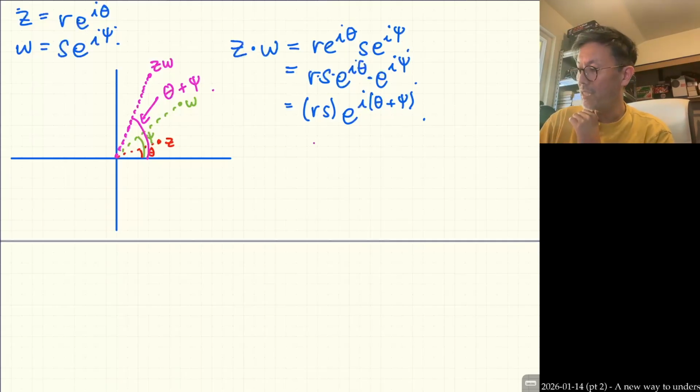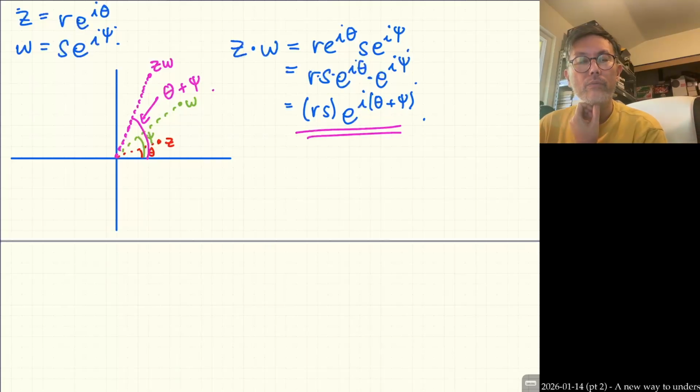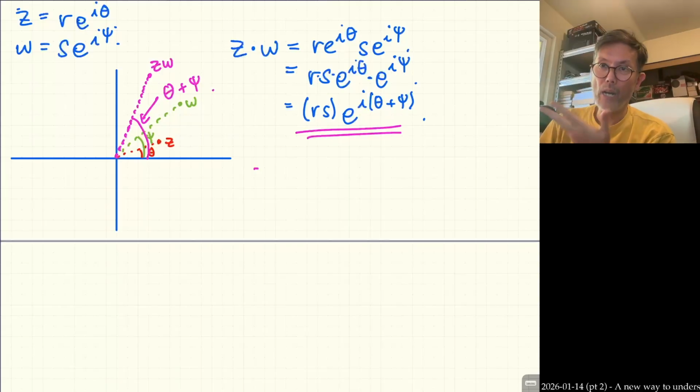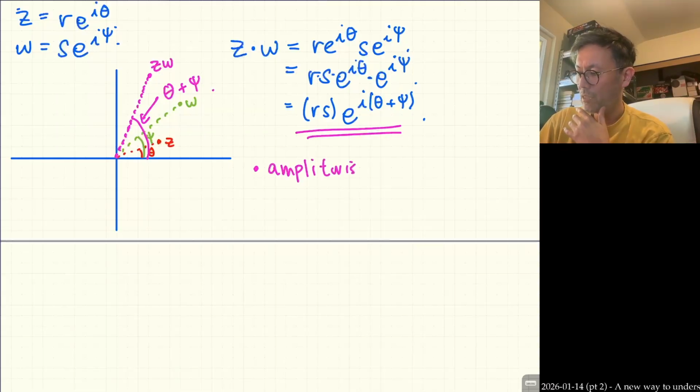And again, you can see that from this polar form for the product of z and w. So it's like complex multiplication. Again, it multiplies the moduli, but adds the angles together. Some authors have dubbed this kind of operation an Amplitwist. This is a made-up word.